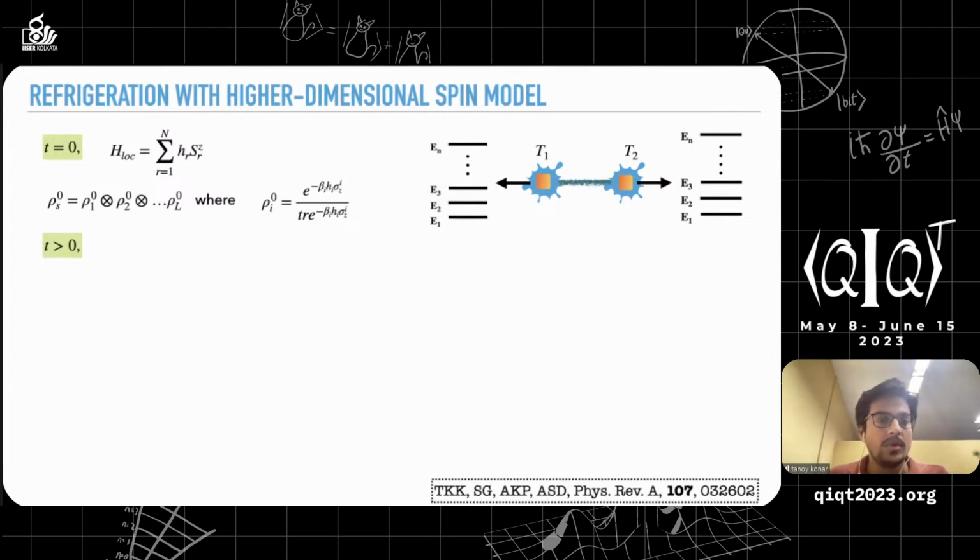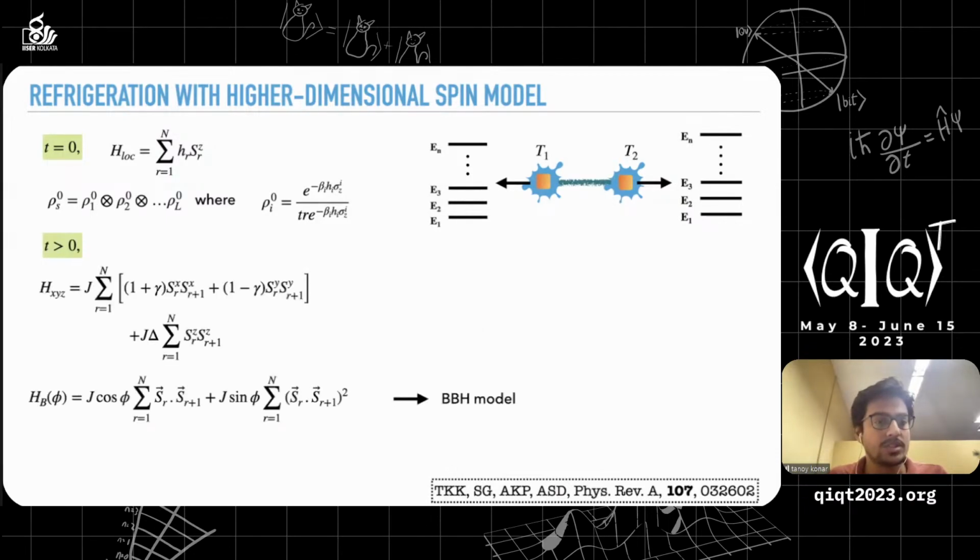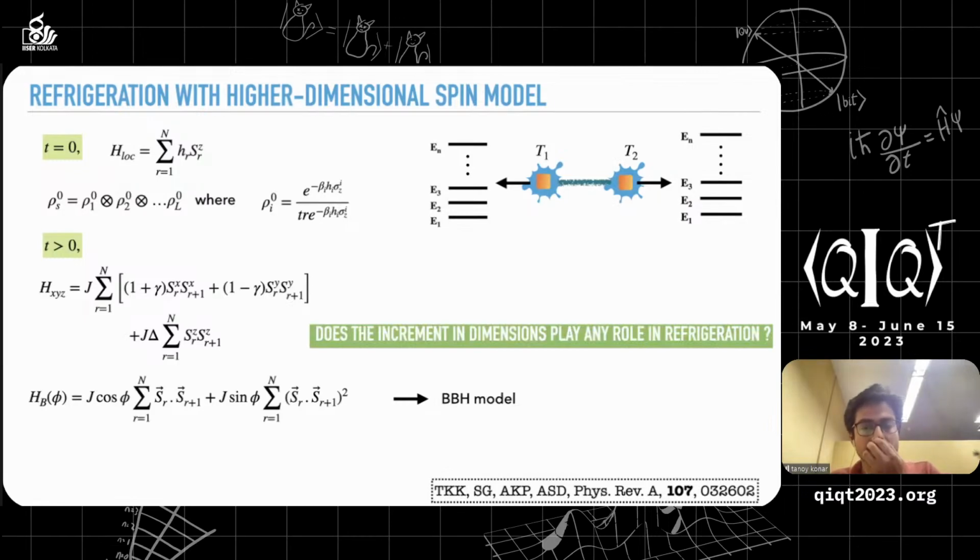When the interaction is switched on, we have taken two types of interaction. One is the XYZ model in higher dimension. And there is another model which is not actually available for spin-half systems, called the bilinear biquadratic Hamiltonian. This starts from spin 1 to spin greater than half. And it asks the question: does the increment of dimension play any role in refrigeration?